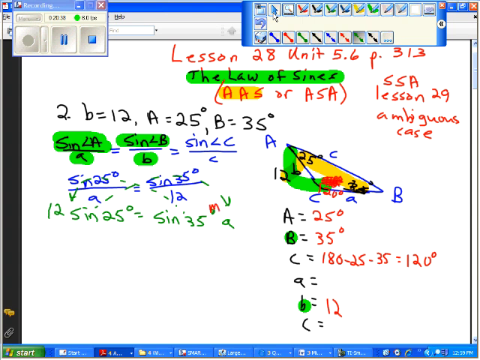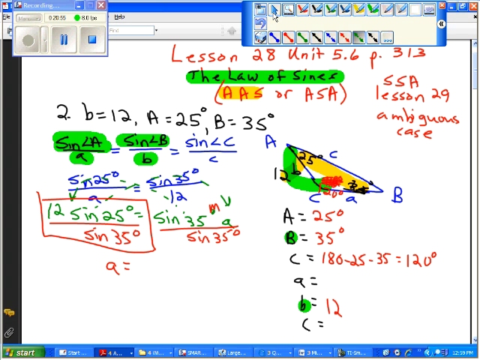We want the junk off of a, so I'm going to undo multiplication by division. So we're going to divide by sine 35. And we're going to get little a is equal to 12 sine 25 divided by sine 35. If you put that in, you're going to get 8.8 for little a, rounded to the nearest tenth. Any questions on that?